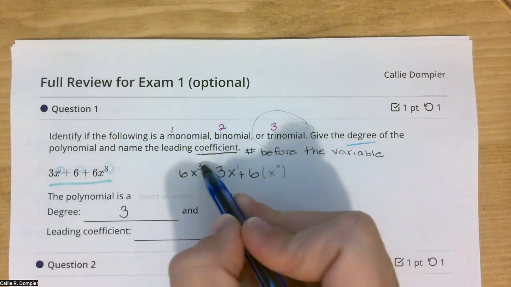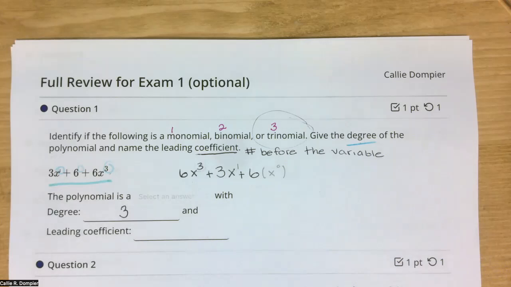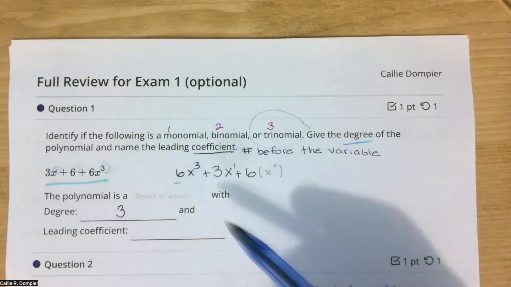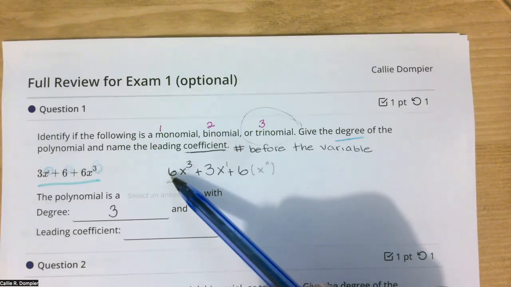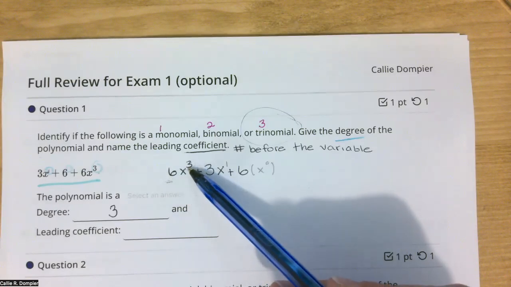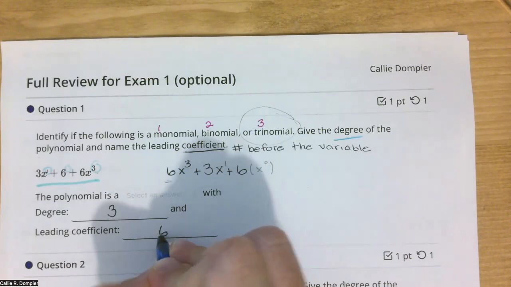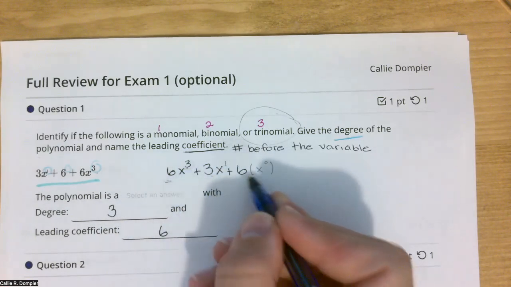The degree is you're just copying the biggest exponent. The leading coefficient. Remember, a coefficient is the number before the variable, the first number before the variable. It's not the biggest, it's just the one in front of the variable with the biggest exponent, which is 6. Leading coefficient of 6, degree of 3, trinomial.